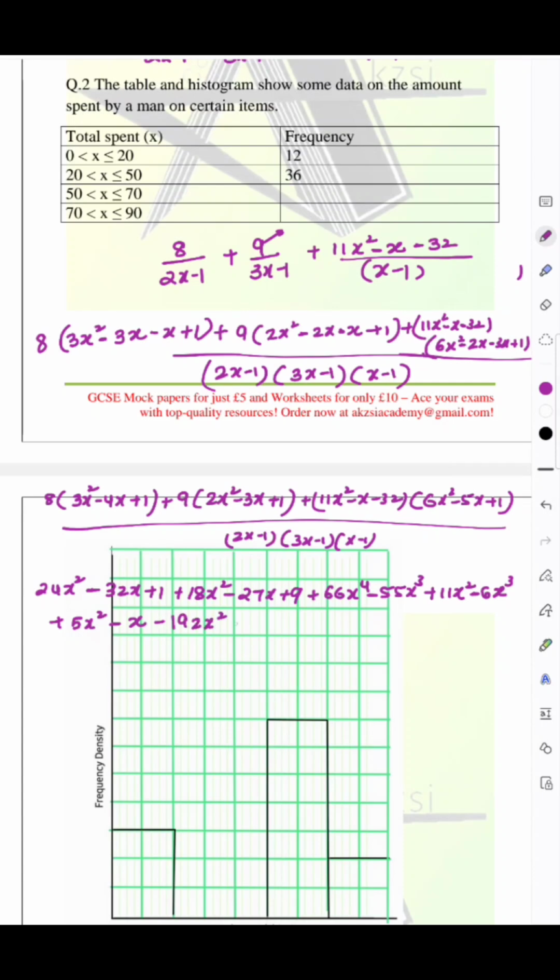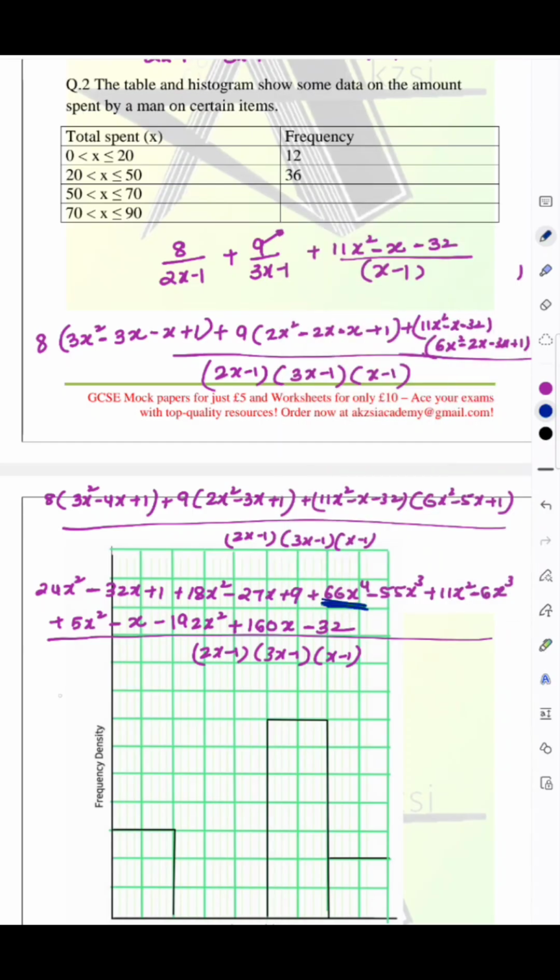192x squared plus, this will give me 160x minus 32. This is how I'm simplifying this numerator and x minus 1. So all the terms of x to the power of 4, let me just use a different color. So this is x to the power of 4.